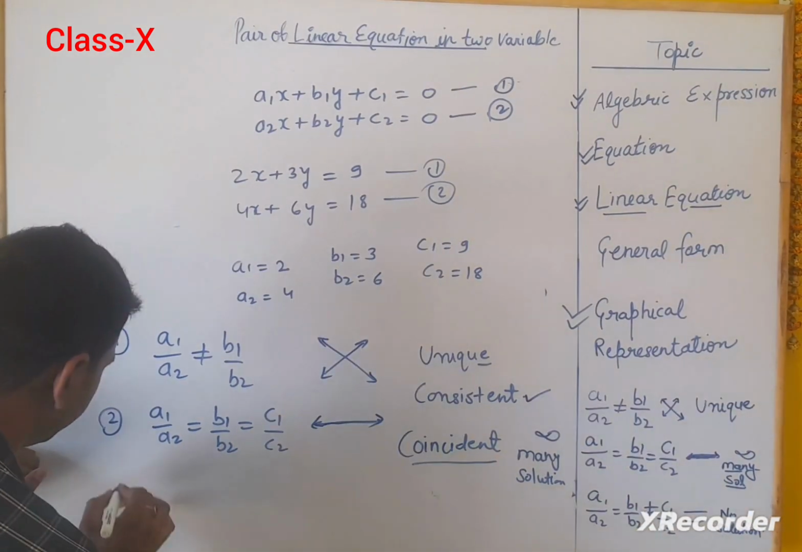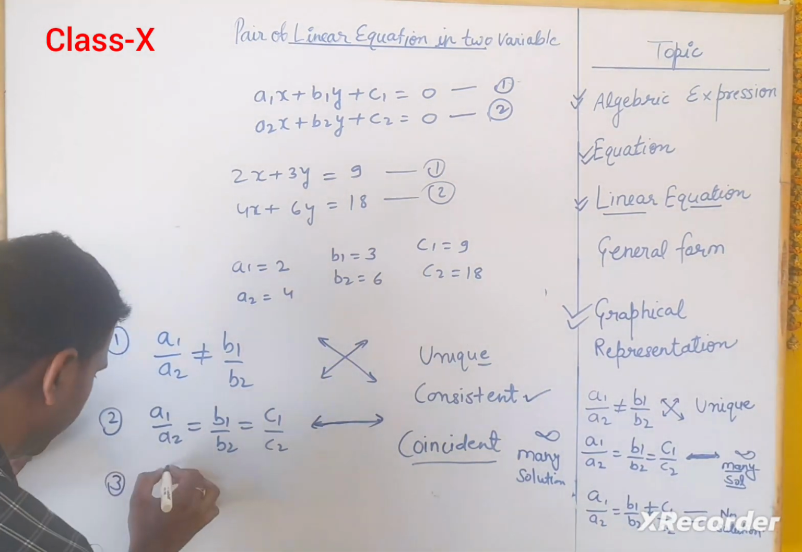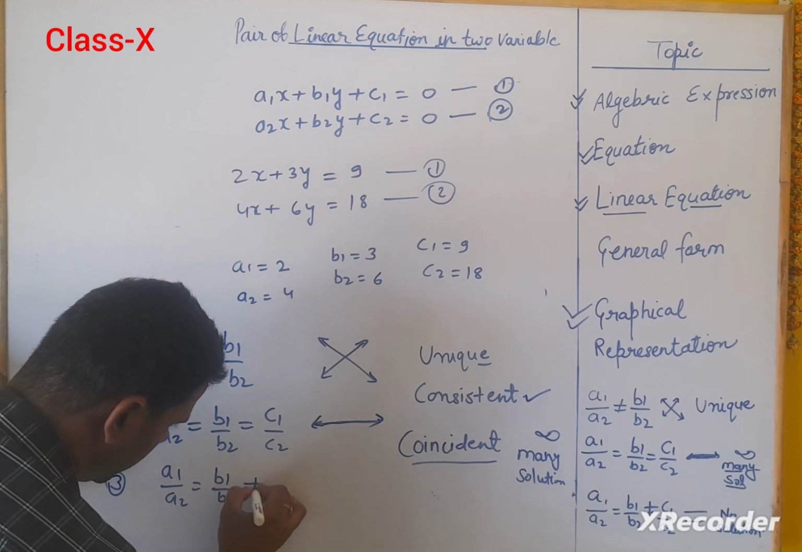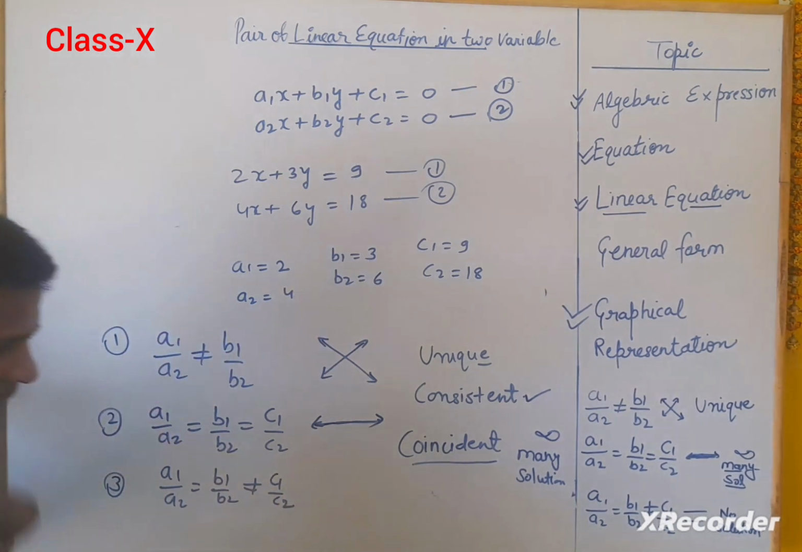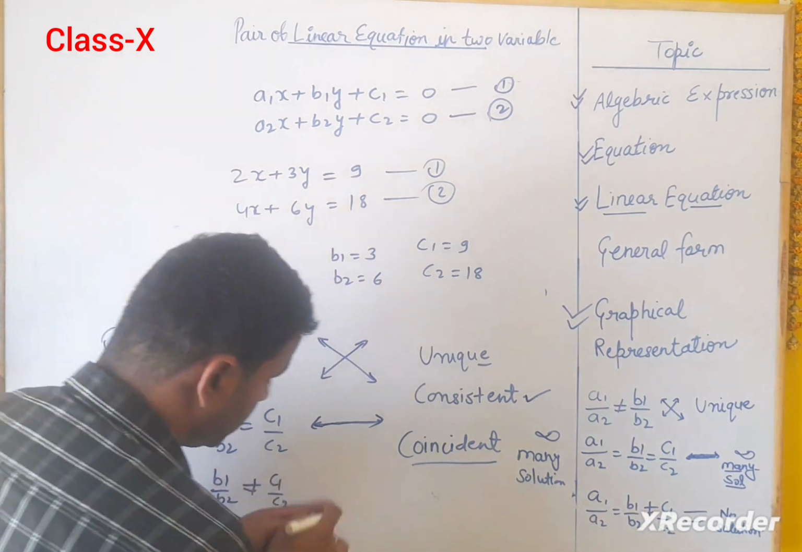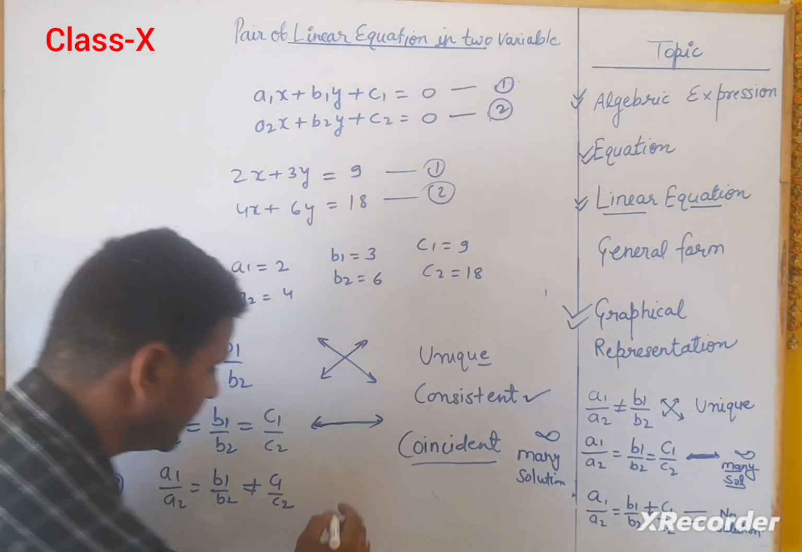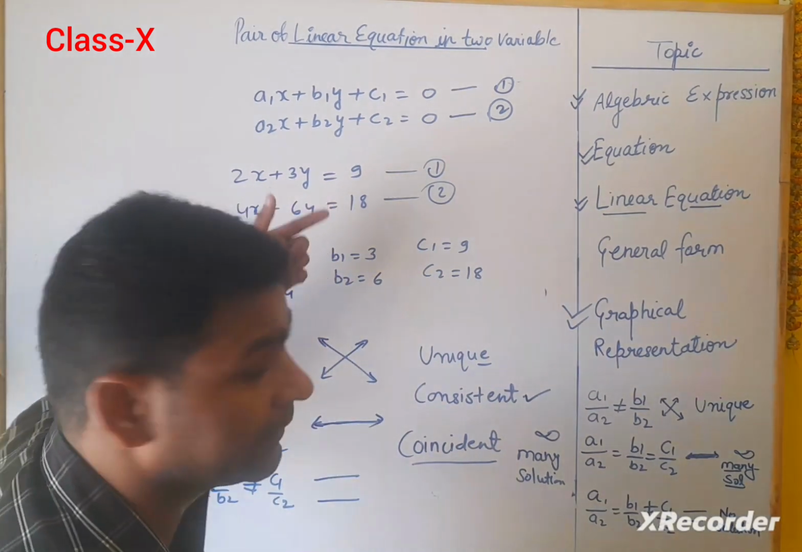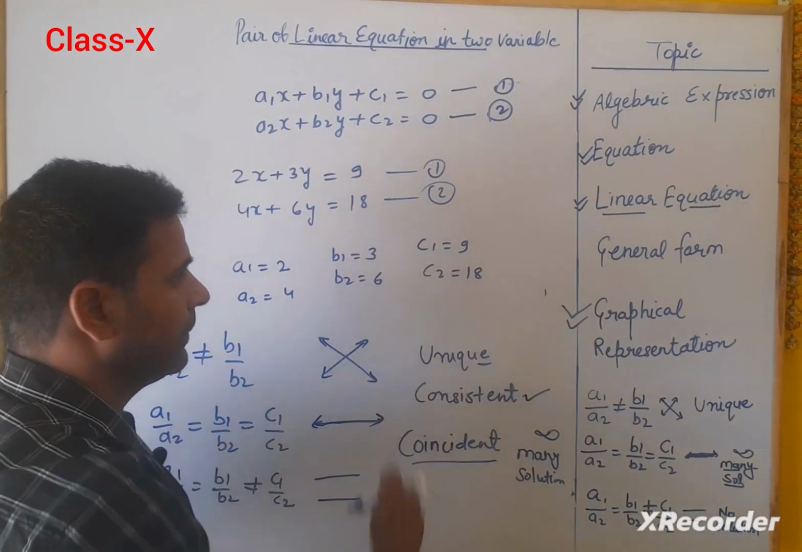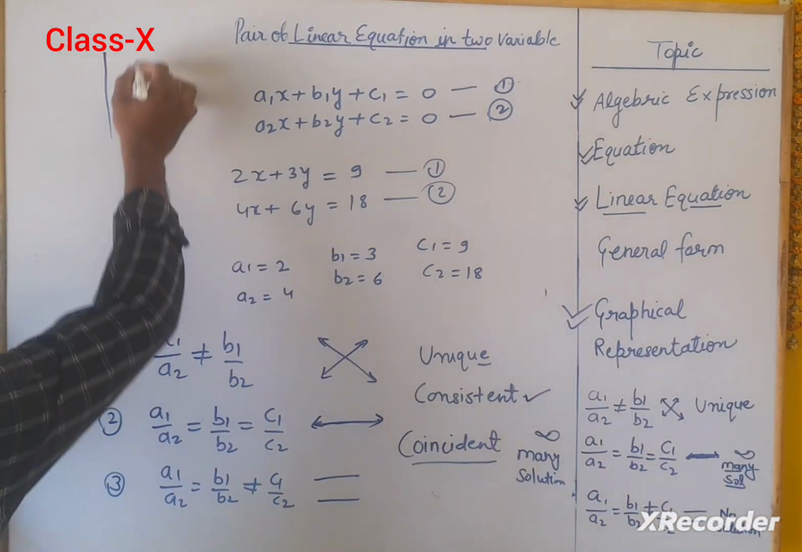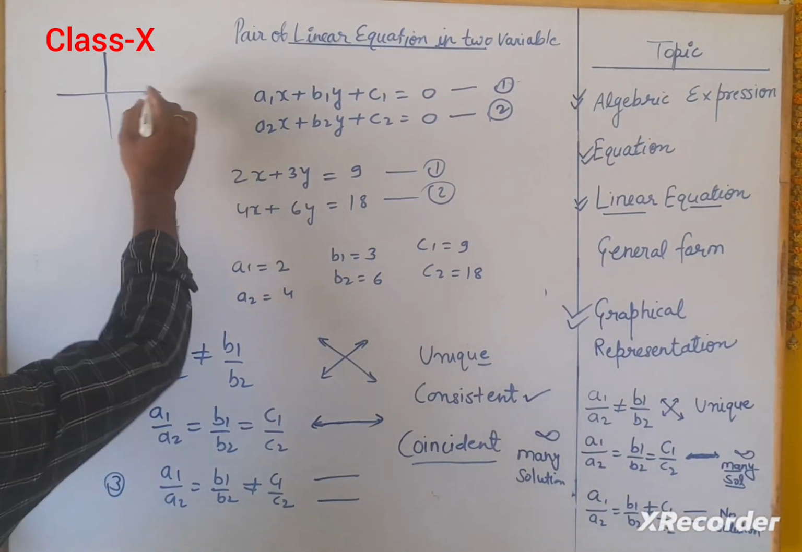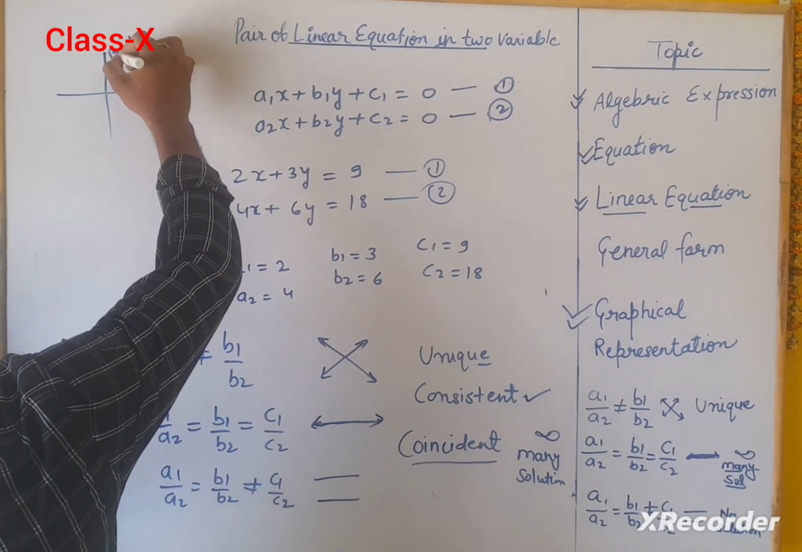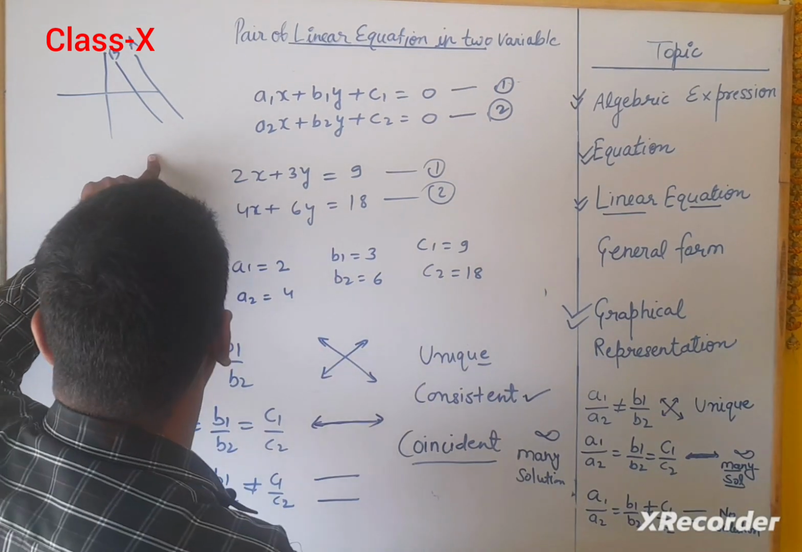Now the third condition, what is that? If a1 upon a2 is equal to b1 upon b2 and is not equal to c1 upon c2, then we can say that both lines are parallel. Earlier I drew this on the graph, so both lines are parallel. If we draw them on a graph, we can say that both lines are parallel. It means line A and line B.